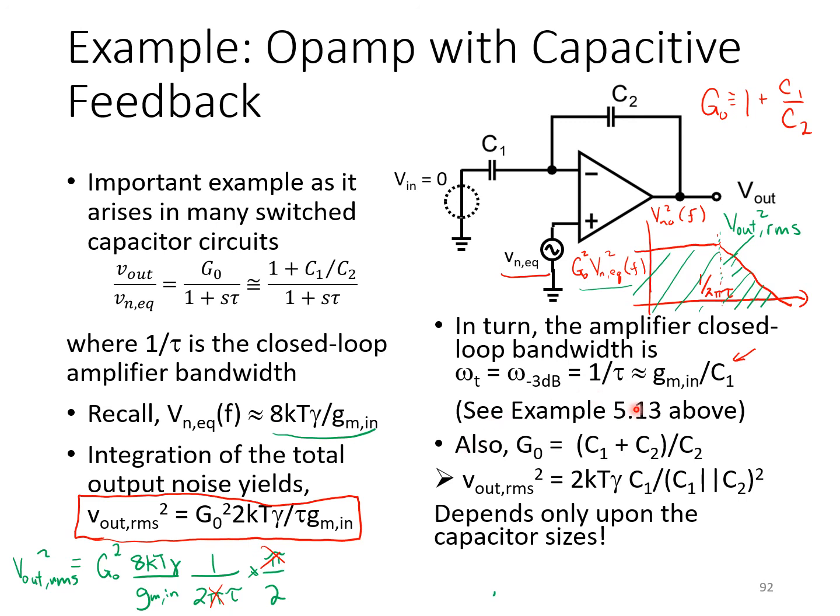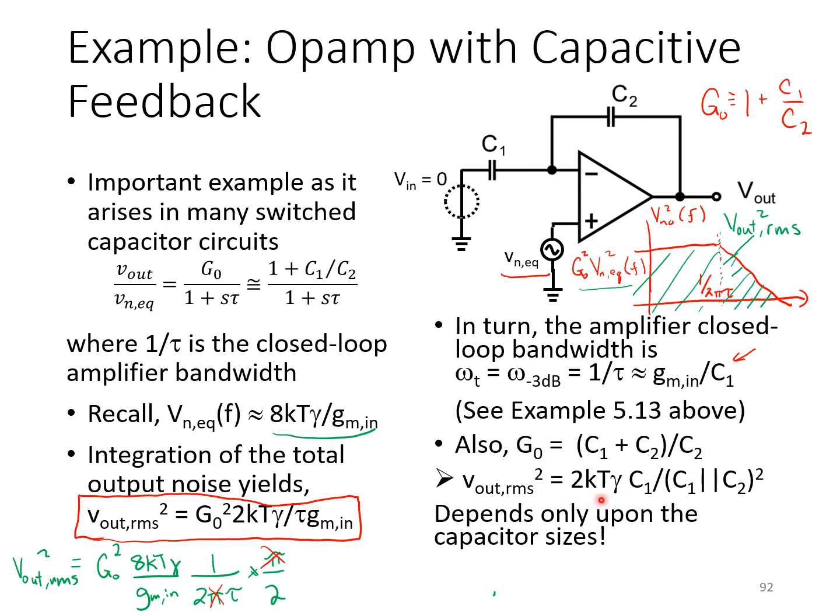So substituting this in for 1 over tau, and also recalling that G0 is 1 plus C1 over C2, that's rewritten here in a little different form. And we can substitute this expression and this expression into the expression for output noise. And again, you end up with some cancellation happening. Specifically, you have a GM in the numerator canceling the GM that appears in the denominator here. So the end result is just 2 kT gamma.